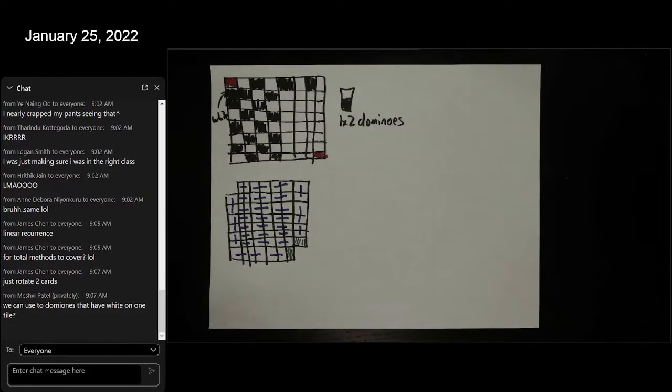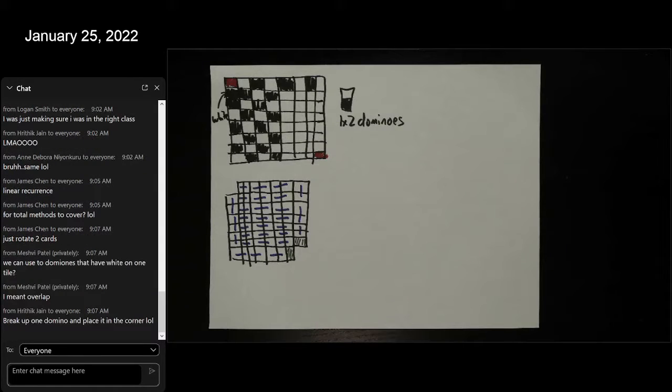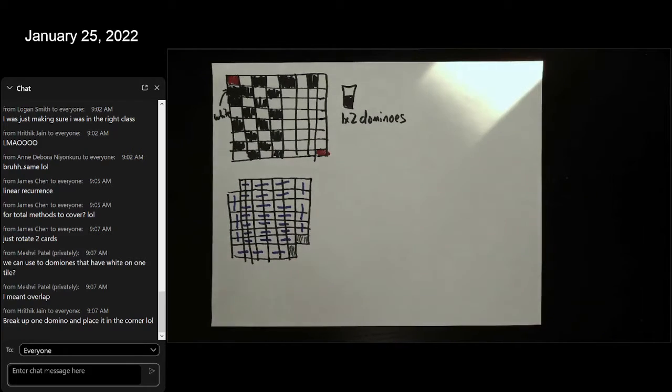Can we use dominoes that overlap? No, sorry. That's a good question. The goal is to have none of the dominoes overlapping. We want to cover this chessboard with dominoes, so each square has exactly one domino on it. Break up one domino, put it in the two corners. Yeah, well, your grandma's going to be real mad if you break her dominoes.